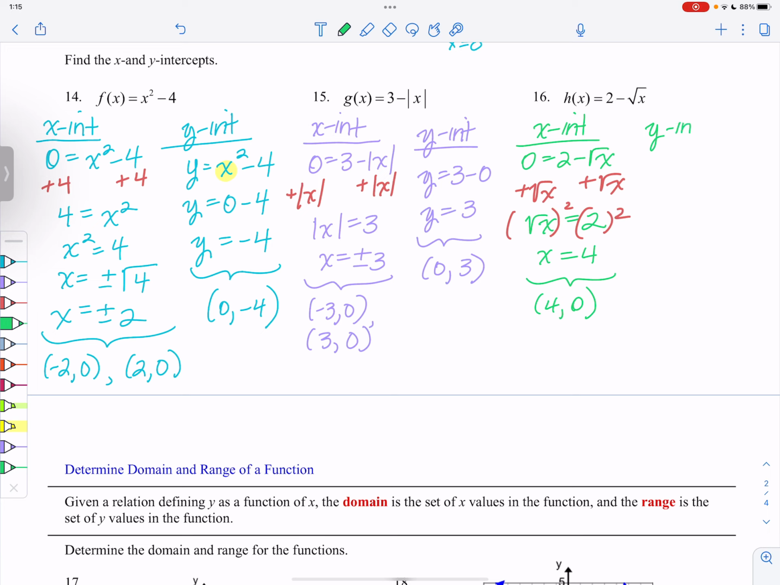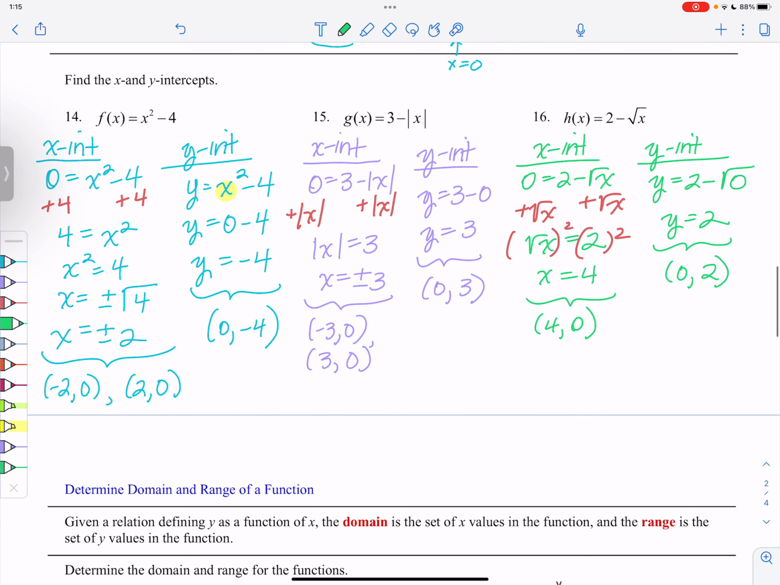Finally, our y-intercept here, we're going to let x be 0. So we have y equals 2 minus the square root of 0. And we have y equal to 2. And now we have 0, 2 on the graph. So finding our x and our y-intercepts, these will give us points on the graph quickly.